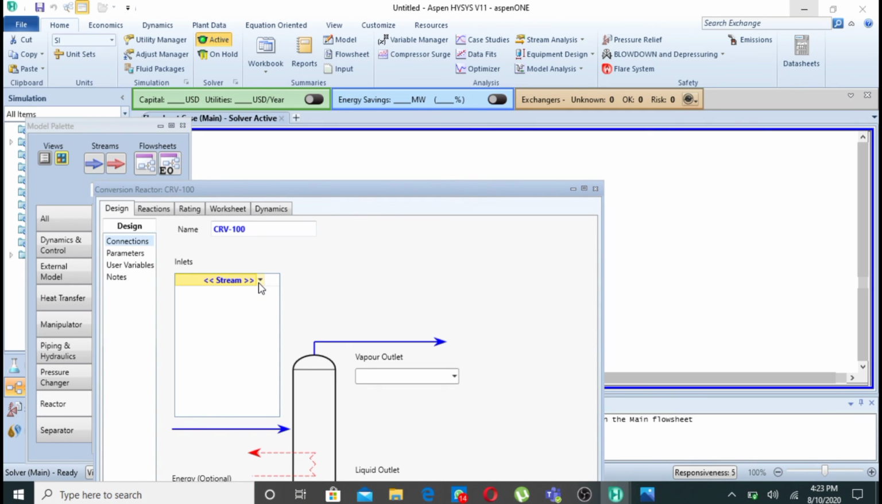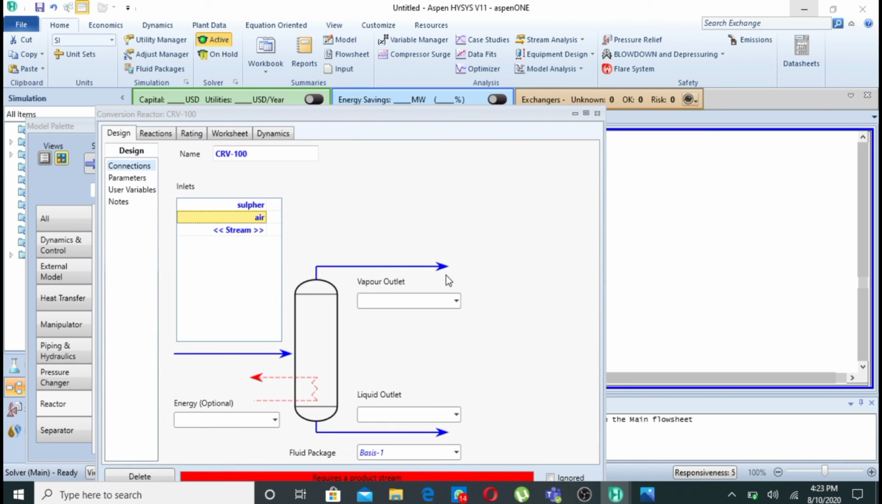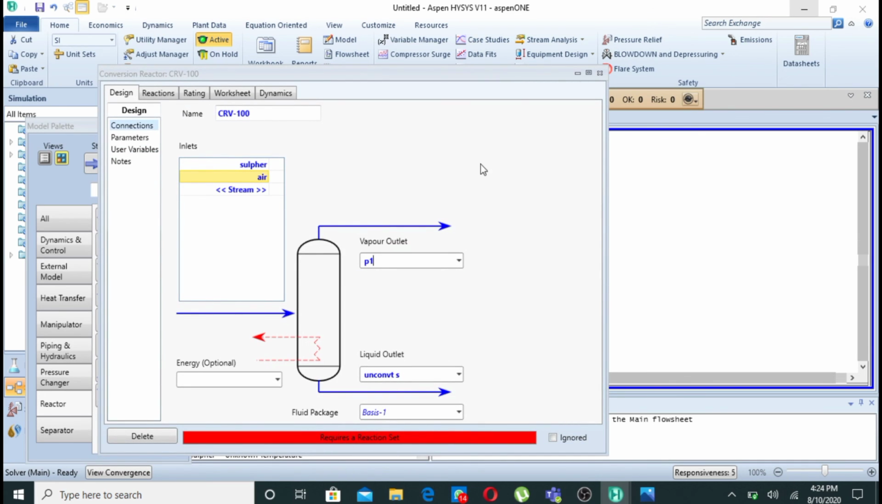Now in our streams we have a sulfur stream, so I will write sulfur. Then we have an air stream, so I will write air. Here I have unconverted sulfur at the bottom, because our reaction is 90% complete, so unconverted sulfur, and here I can write P1, as it is given as product 1. So when I press enter, it says it requires a reaction set.